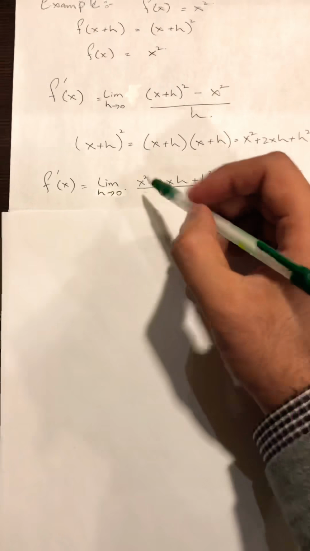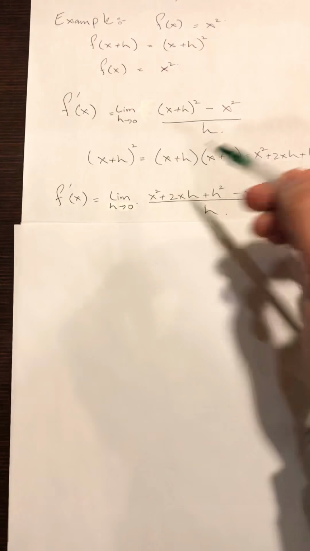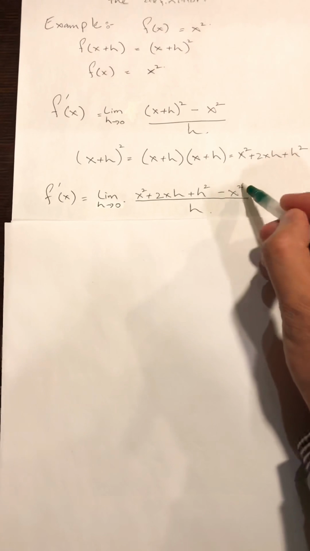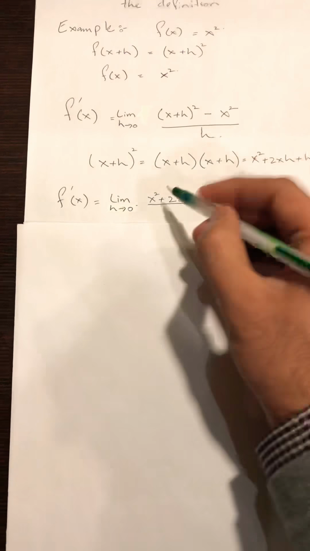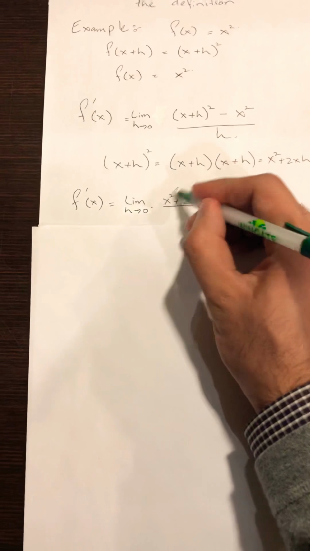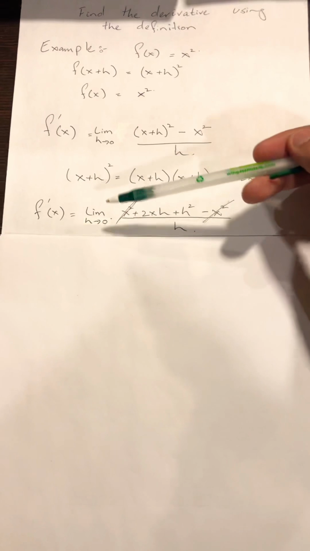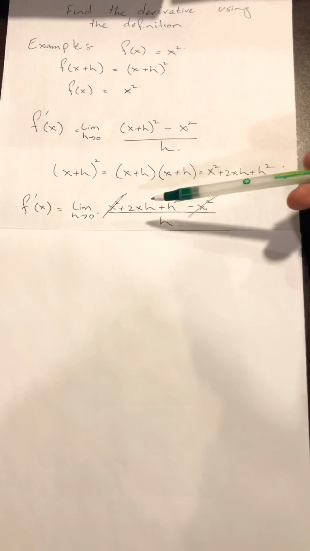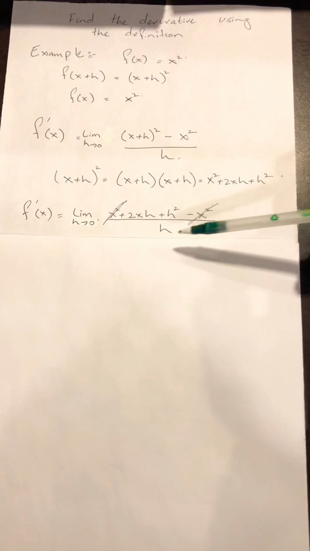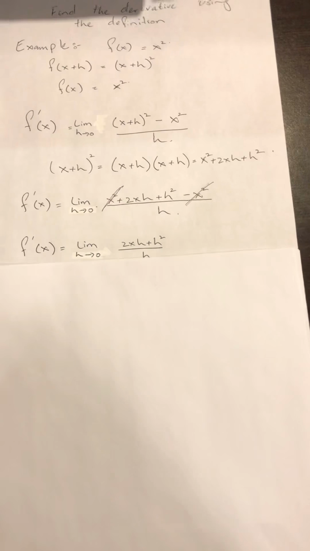So now we know that this x squared is positive and this one is negative. So we can cancel this one out with this one, because they subtract and there's nothing left. Now we're left with the first derivative is equal to the limit as h approaches 0 of 2xh plus h squared, divided by h. So we're left with something like this.